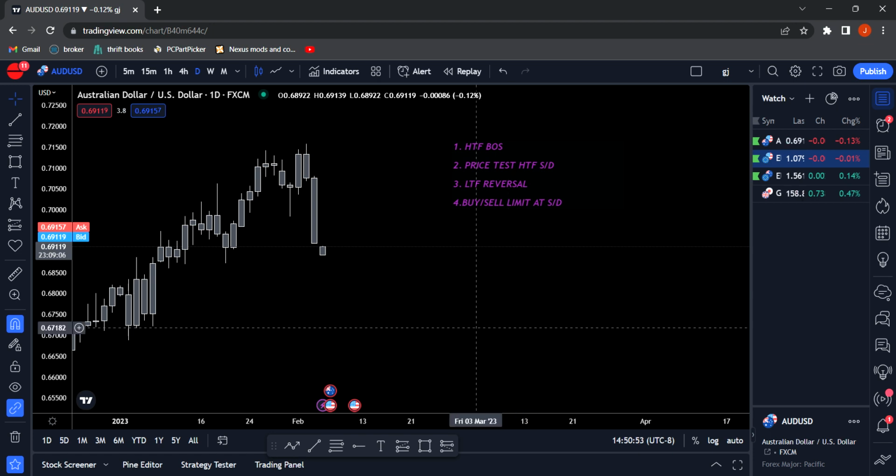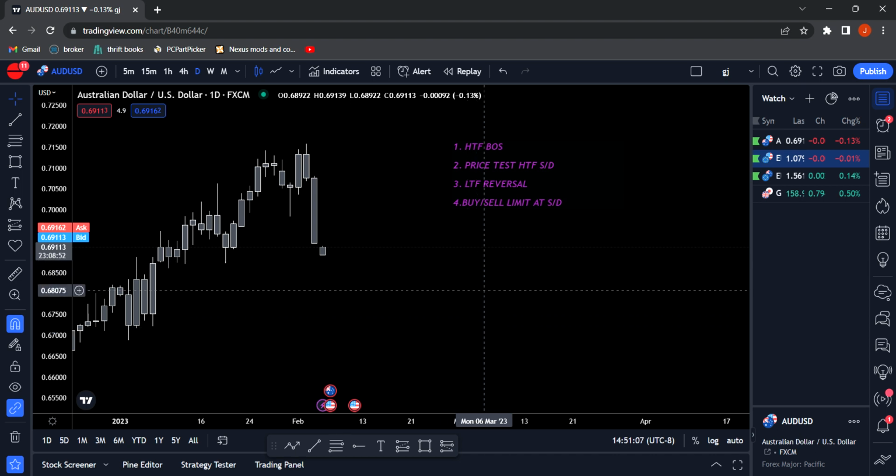So I'm gonna get right into it about how I made 13% on my prop firm account. I made about $3,300 off this one trade, so I'm gonna show y'all. It's just a four-step strategy, real simple.